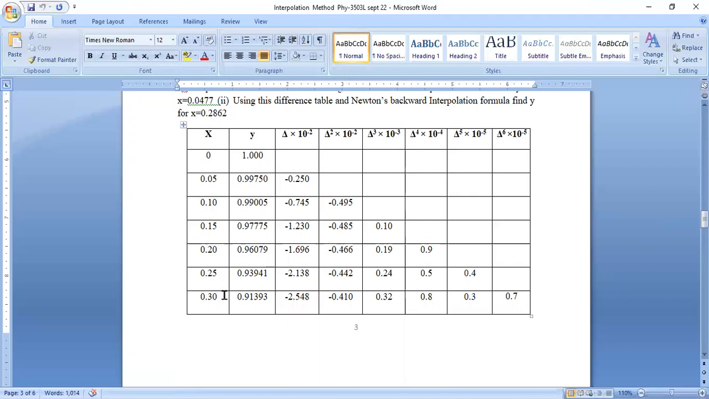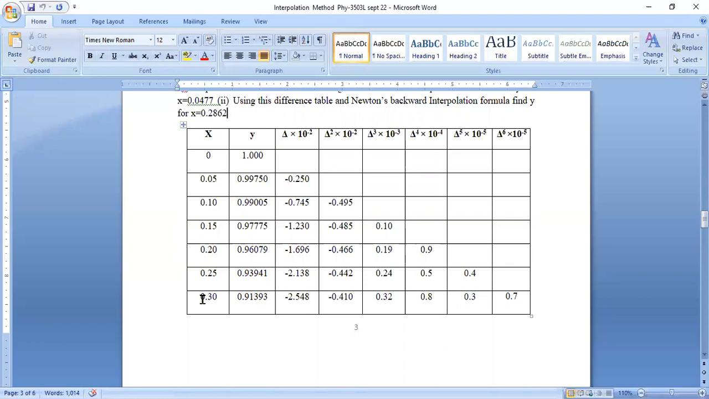So this 0.30 is the value of xk, which is very close to x. So your xk, you see, is 0.30. So what will be yk in our case? Yk will be 0.91393. So now you see the index. This is x0, this is x1, this is x2, this is x3, this is x4, this is x5, this is x6. So k is 6.